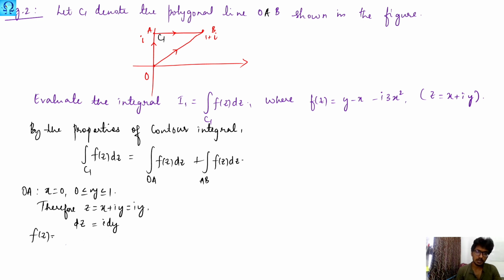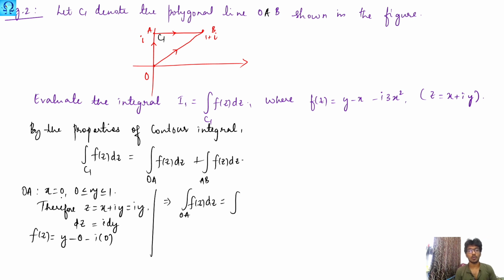And my f of z becomes what? X is 0. So y is simply y. So y minus 0 minus iota times 0. Thus, integral over OA f of z dz becomes integral over y ranges from 0 to 1. We change everything in terms of y here. Okay, f of z is simply y, and this is iota times dy. We take iota outside and do the integration of y with respect to y. This is y squared upon 2 over the given interval 0 to 1. Therefore, it is half times iota, or it may be written as iota upon 2.